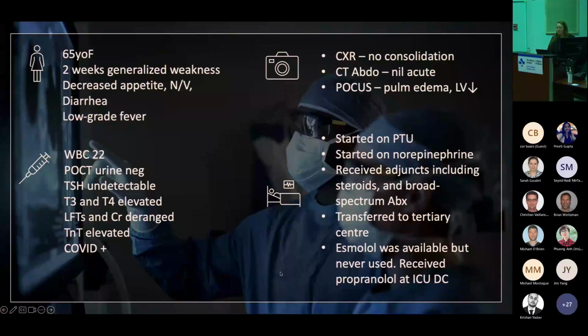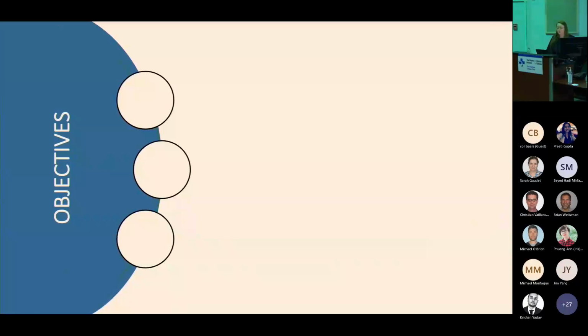You called through critical care and had the patient transported to the nearest tertiary care center, and esmolol was available upon transfer, but was never used. Post-discharge from ICU, the patient was started on propranolol for her symptoms and had an uneventful clinical course following.